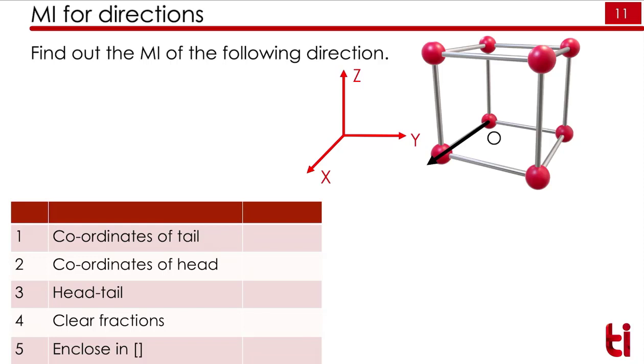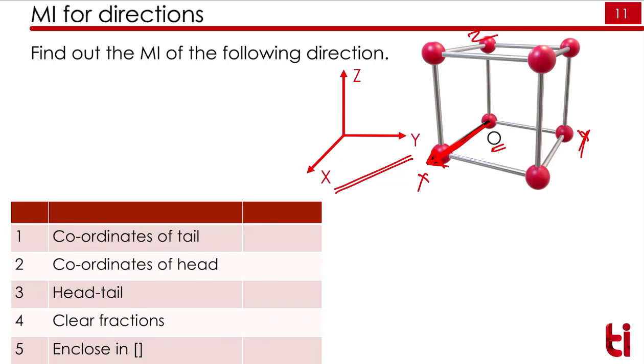Now we have given a direction that is shown here in black or blue color, whatever you can say. This is the direction. These are the axes x, y, z. You have to find out the Miller indices for this. The origin is given here, so this is the x-axis, this is the y-axis, and this is the z-axis.